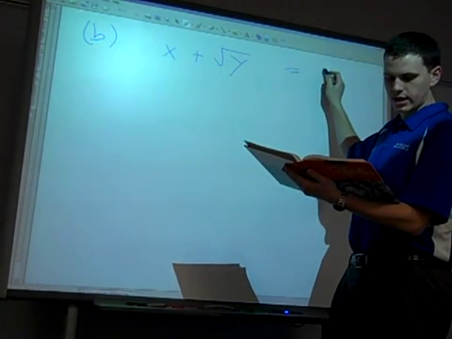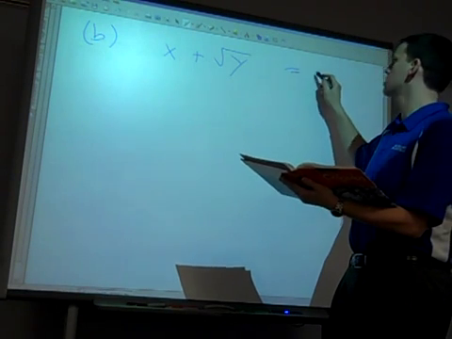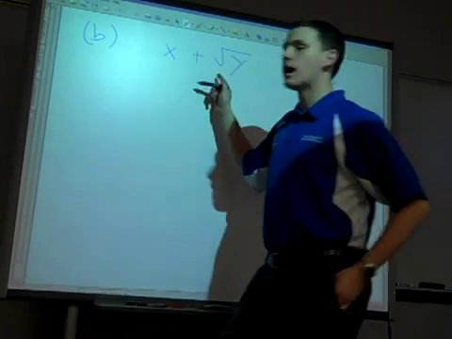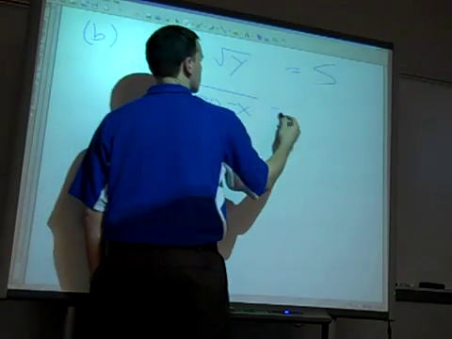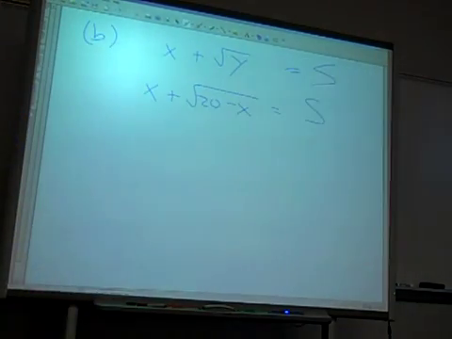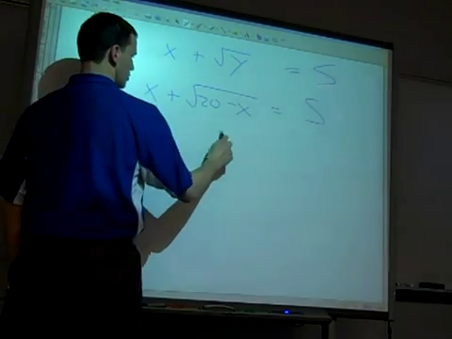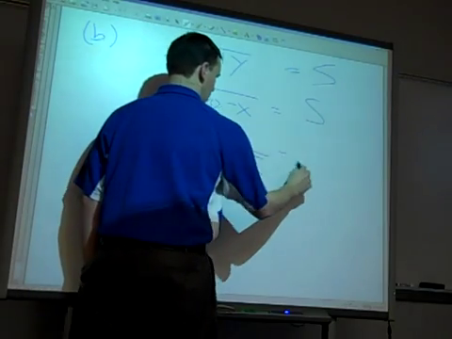The goal is to make the sum as large as possible and as small as possible. Okay, so that's the sum. And again, let's write y as 20 minus x. Differentiate with respect to x. So 1 equals negative 1 over the square root of 20 minus x.